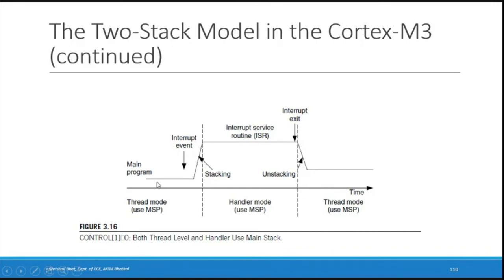Suppose initially you'll be in thread mode using the main stack pointer. Suppose an interrupt happens, that will be in handler mode, which will also be using the main stack pointer. After exiting that interrupt service routine, the unstacking happens. Then again, you are in thread mode using the main stack pointer. While serving an interrupt, you are going to stack, and while exiting that interrupt service routine, you are going to unstack, right? In both thread mode as well as handler mode, you are using the main stack pointer itself. That means this happens when control bit 1 is 0.